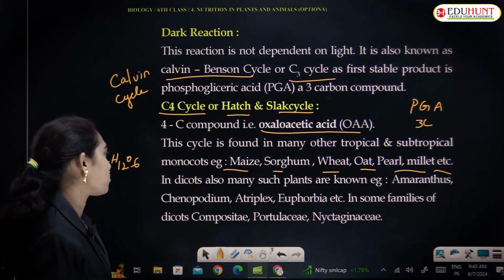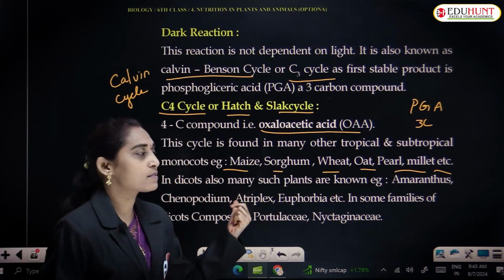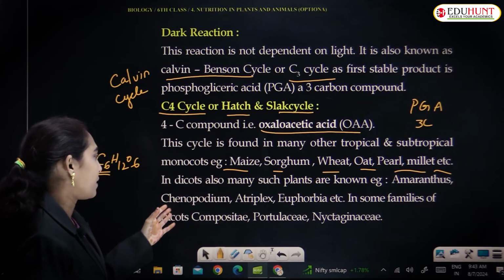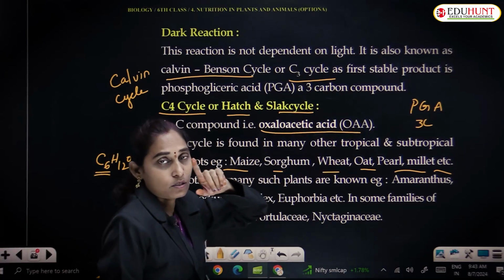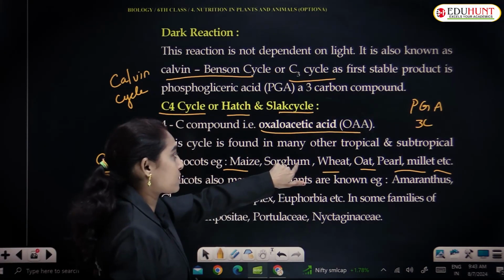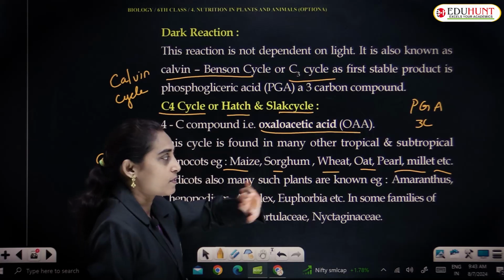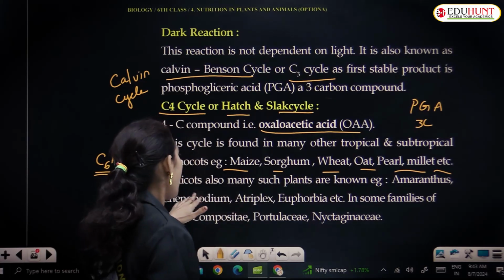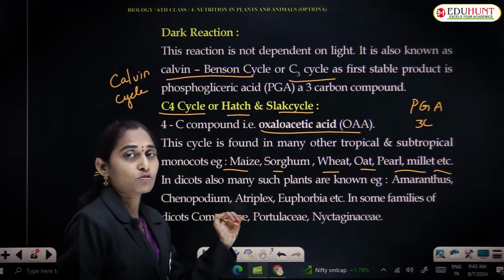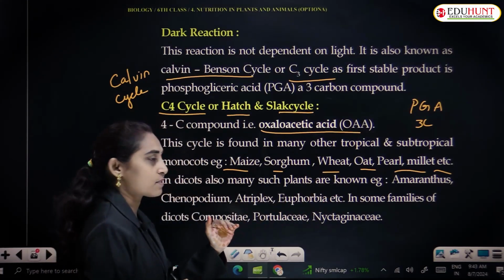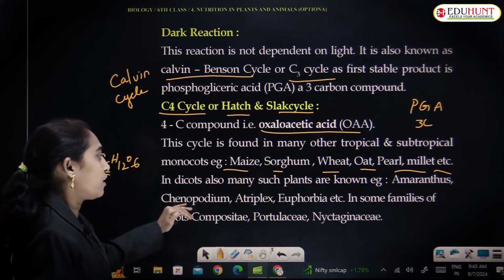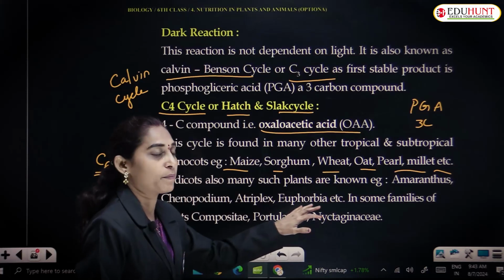Even sugarcane also. These are monocots, cereals and millets. In dicots also the C4 cycle takes place. Examples are Amaranthus, Chenopodium, Atriplex, Euphorbia, etc.